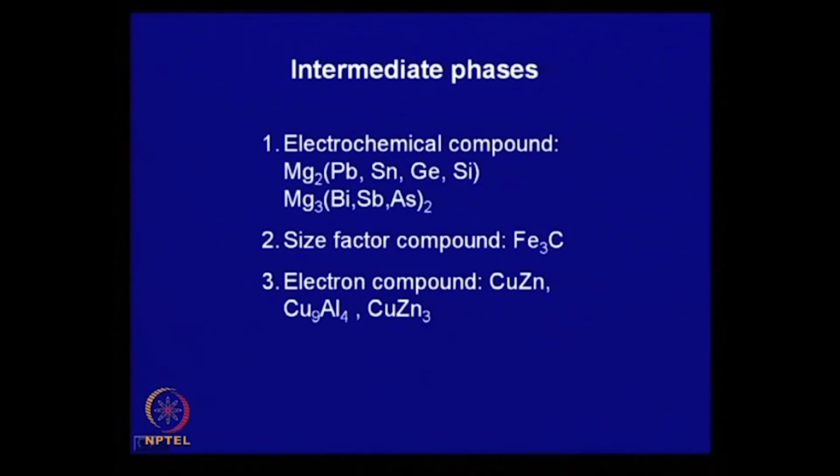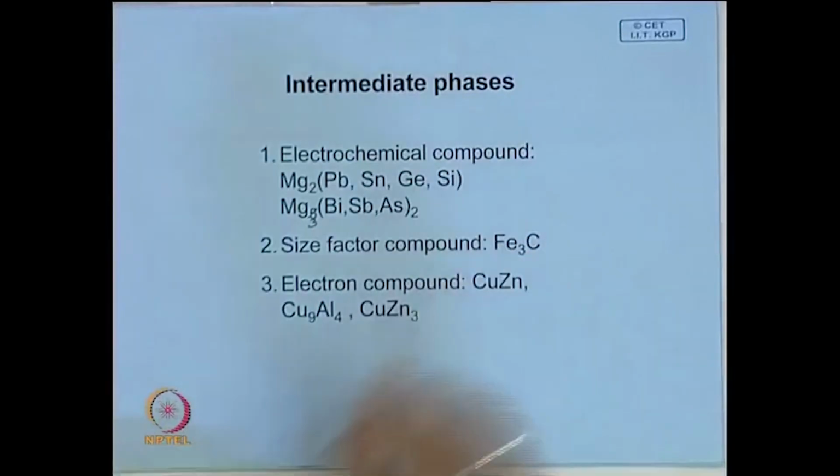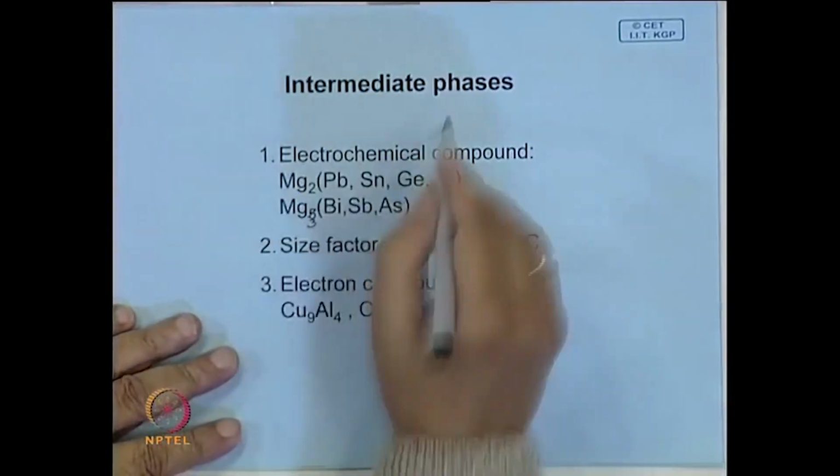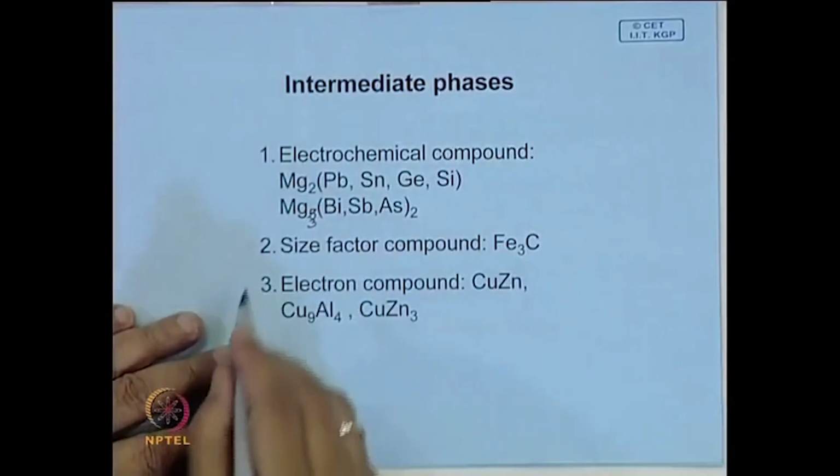Now, what we have seen is that when you have a real system, you do get several intermediate phases, and these intermediate phases have some specific crystal structures also. Now, let us look at what these intermediate phases are a little more critically. Intermediate phases can be put into three groups.